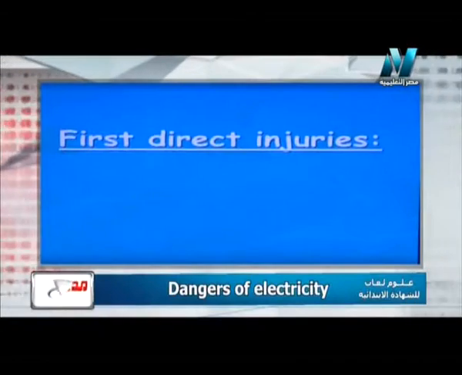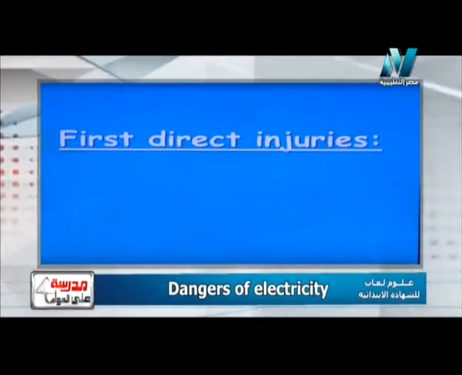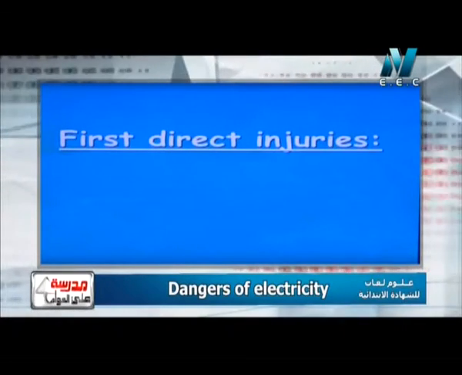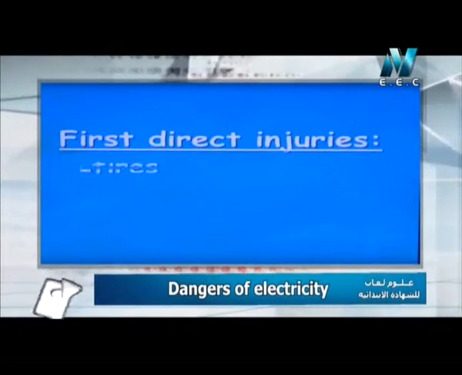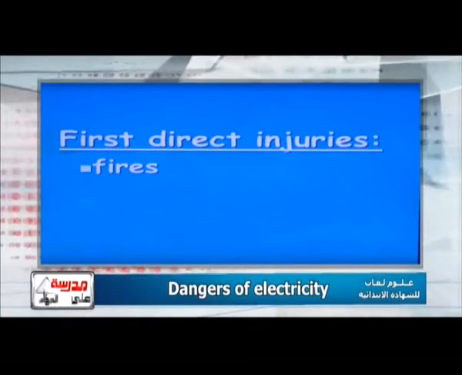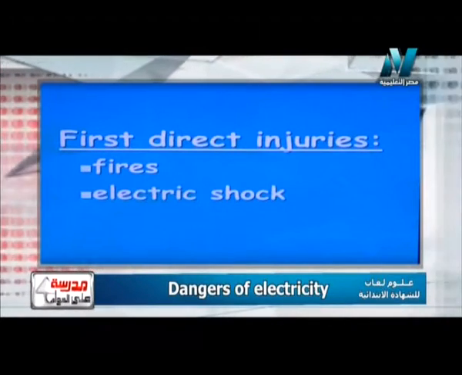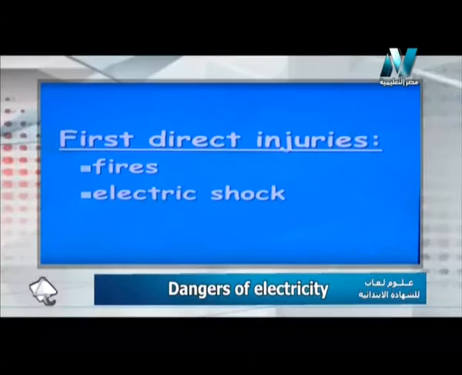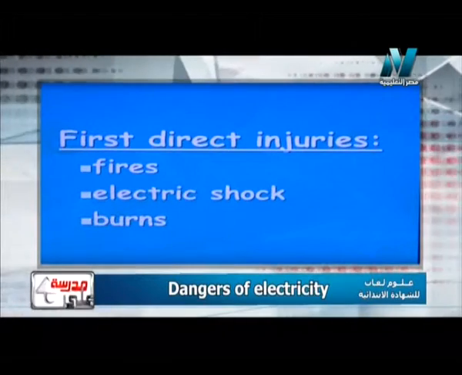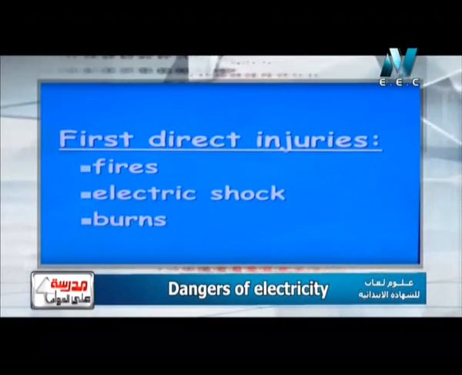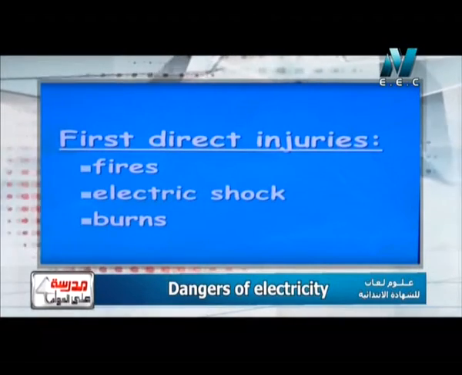So we have today two types of injuries, which are direct injuries and indirect injuries. Let's start with the first one, direct injuries, such as fires, electric shock, burns. Again, we have fires, electric shock, burns.